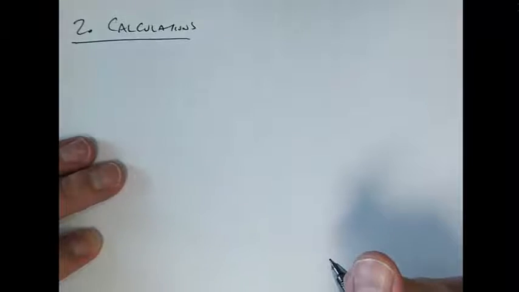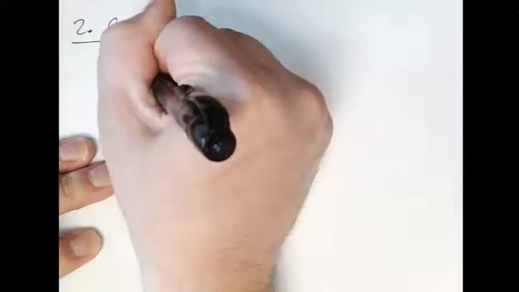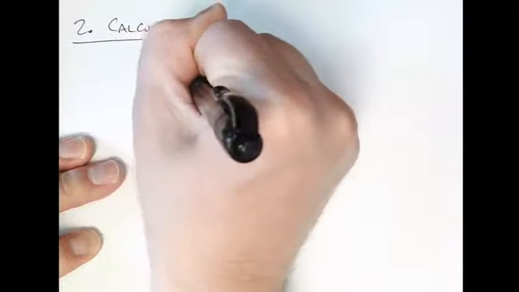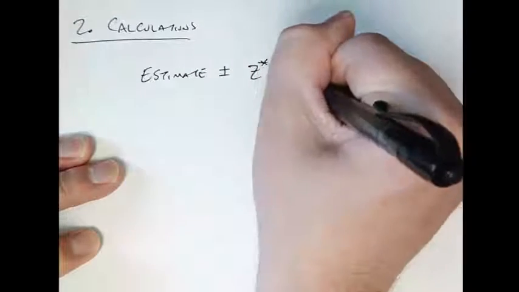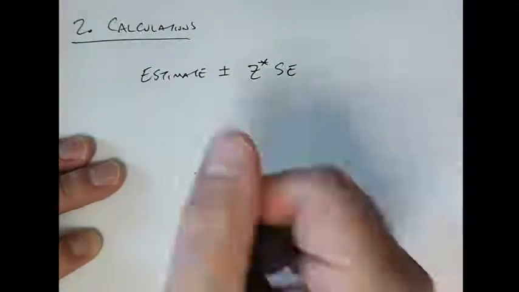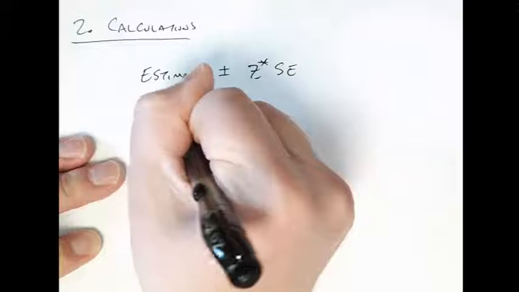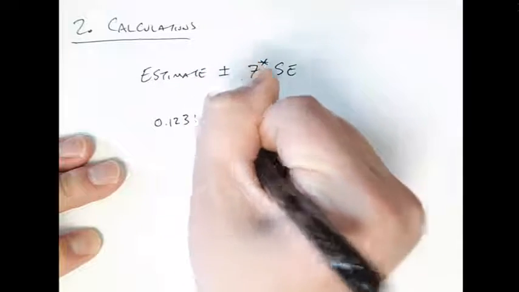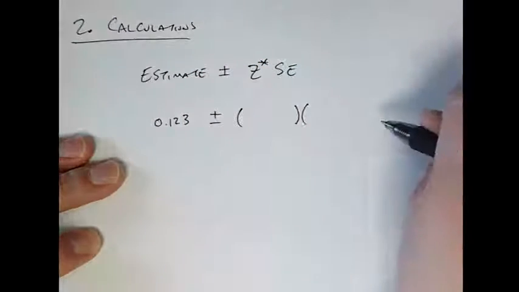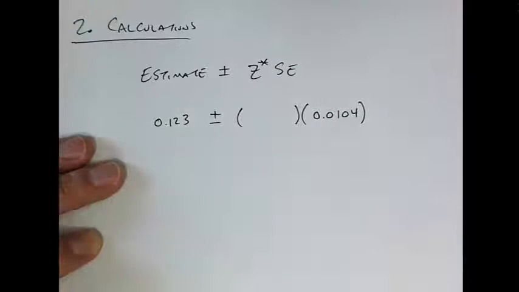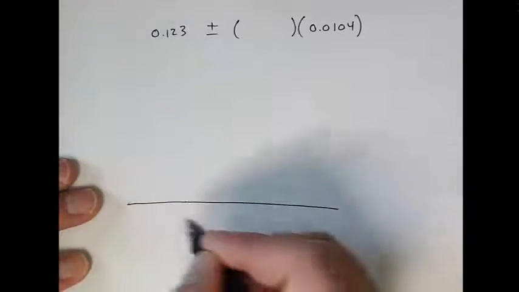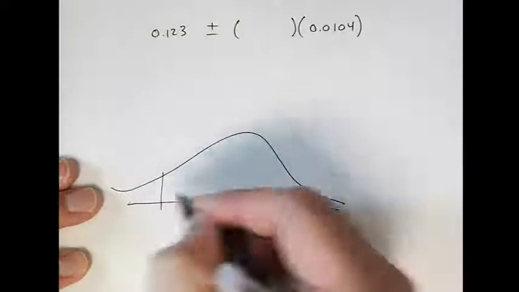So calculations. We have a very simple formula. Estimate plus or minus Z star times the standard error. Well, we've already got some of this. So the estimate is the 0.123. Z star we're going to need to look up, and we already found the standard error as well. So the only thing we actually have to identify in our calculation here is Z star.